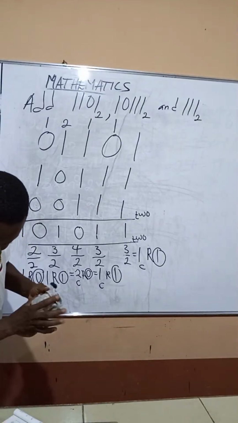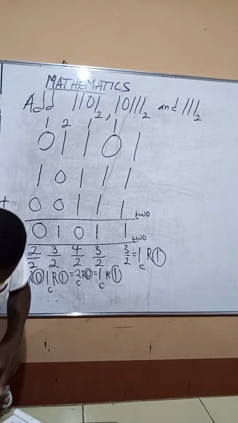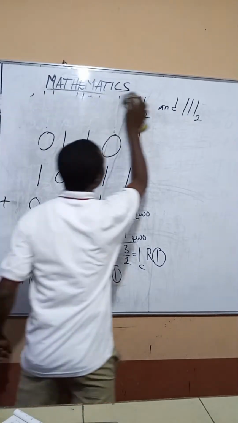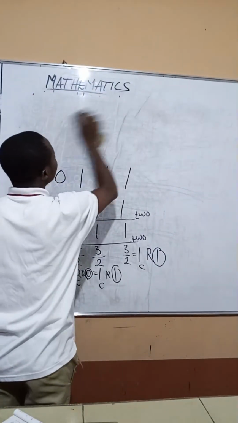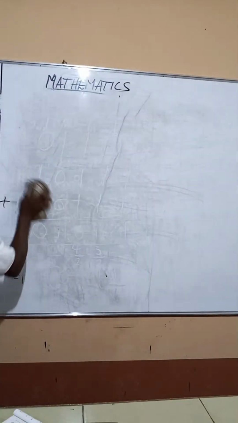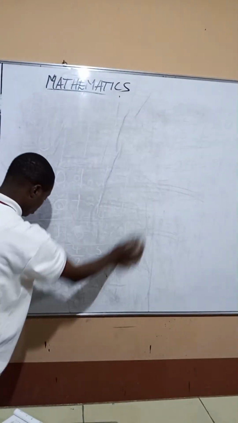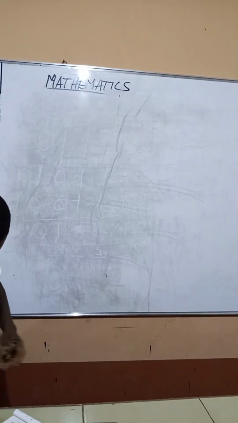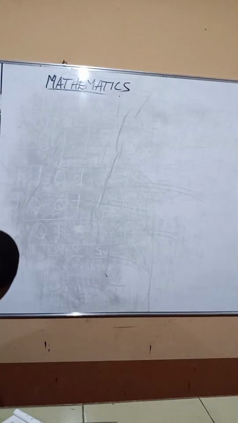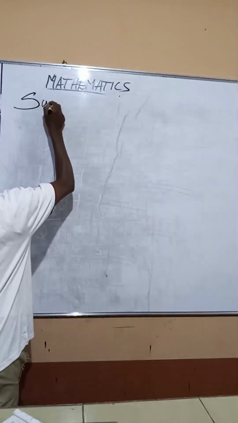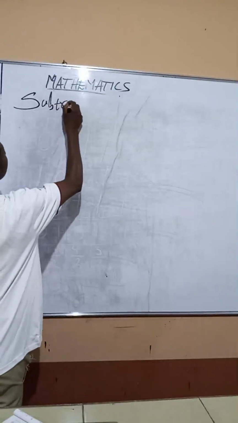Now we have another question. This is on subtraction of number bases. Let me quickly solve this one. Let's look at this subtraction first, then we solve. So we have done addition. We are now going to look at subtraction. Look at this subtraction. Yes, we have to subtract.